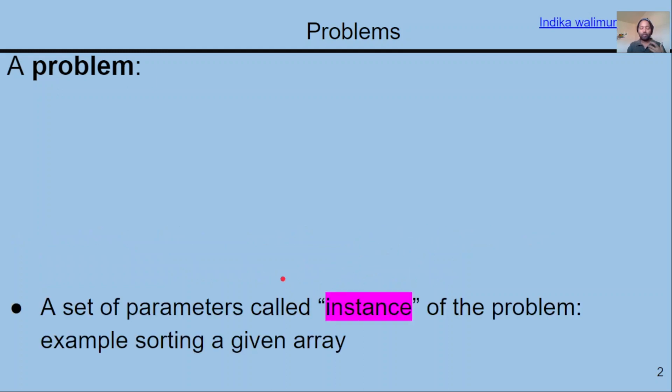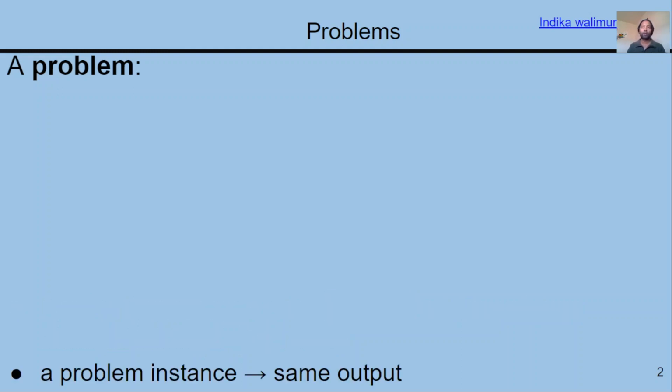A set of parameters of a problem is called an instance of the problem. For example, in sorting a given array, the given array is the set of parameters. So it's a particular problem once we have been given the set of parameters, and we call it an instance of the problem. One problem instance always gives one output.